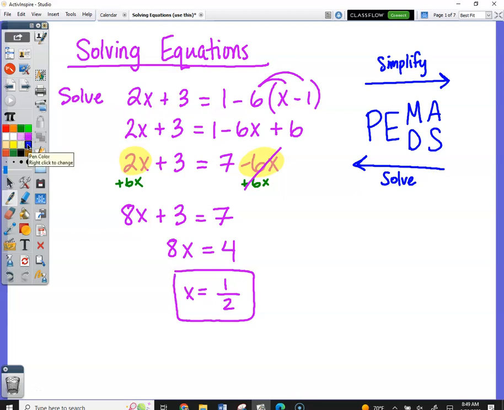Now let me show you what I mean by simplify in one direction and solve in the other.